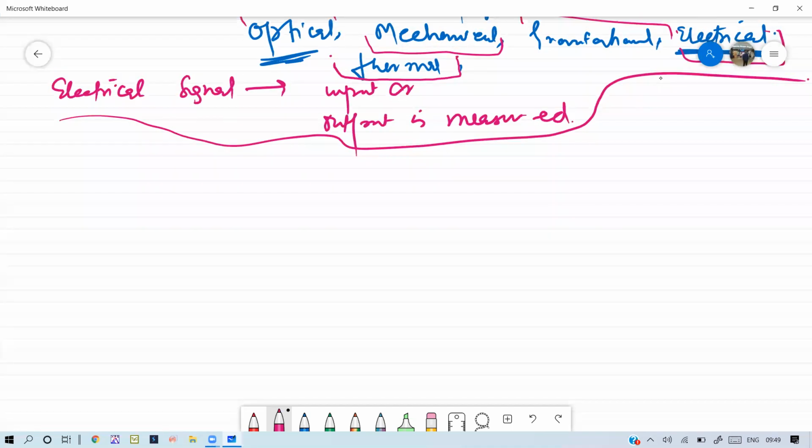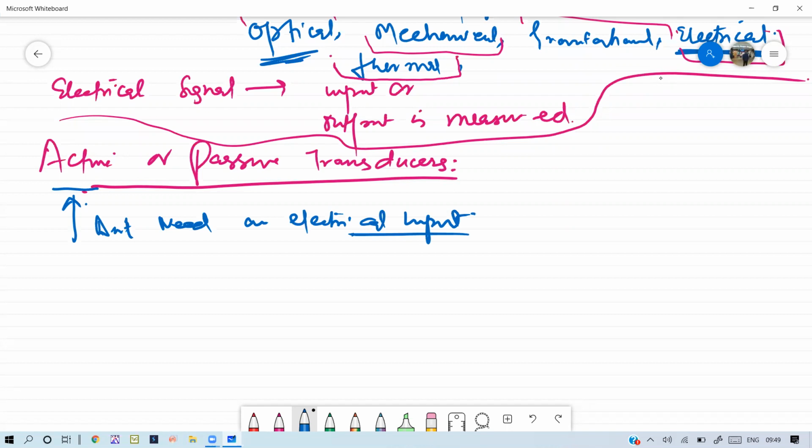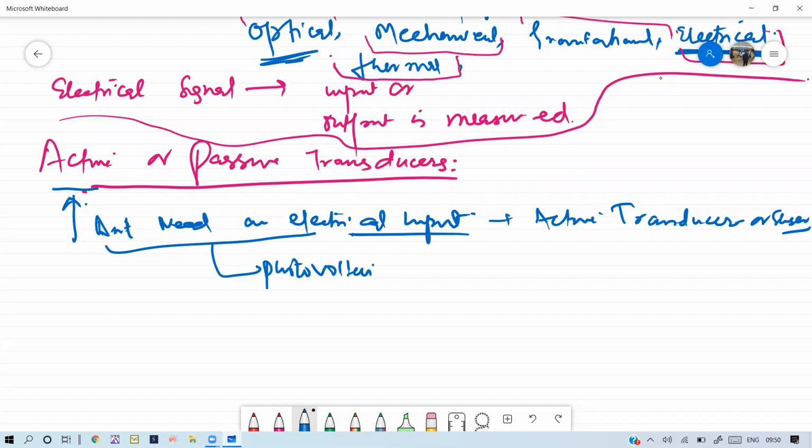Sometimes we have, for example, active or passive transducers. Active means you don't need an electrical input. If you don't need an electrical input, then it becomes an active transducer or sensor. For example, photovoltaic cells and thermocouples. Thermocouples we will discuss later on. So you don't need an electrical input for such a transducer or sensor, and you need some other source, then it becomes an active transducer.